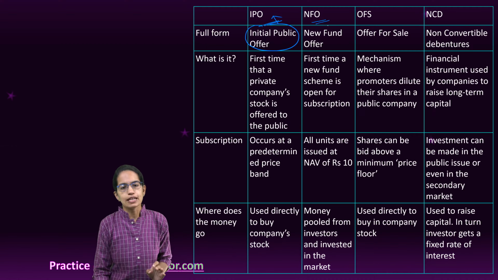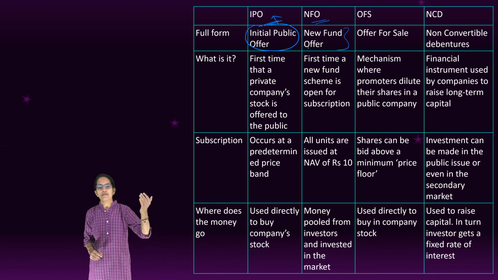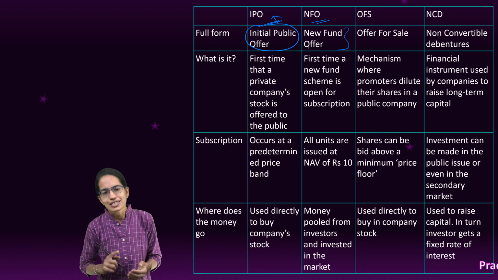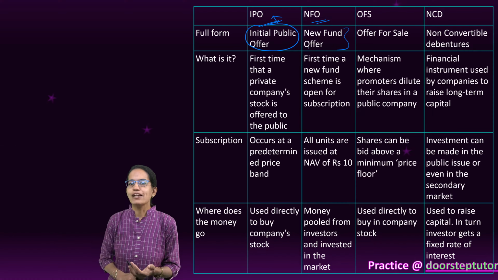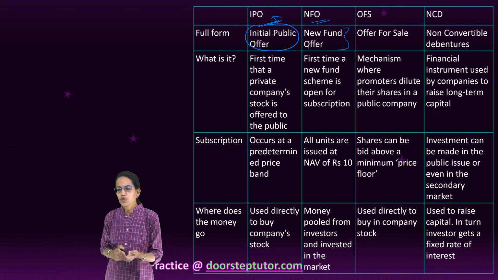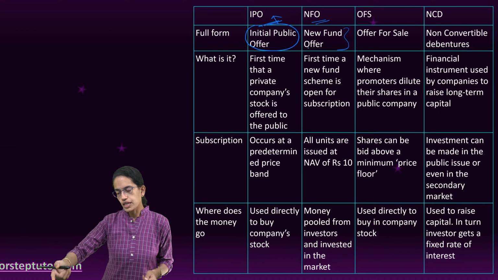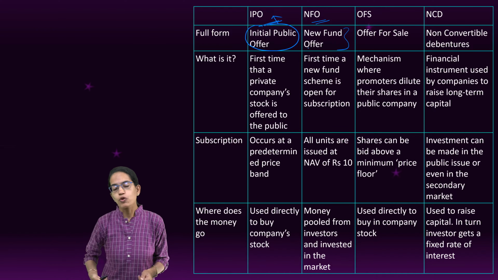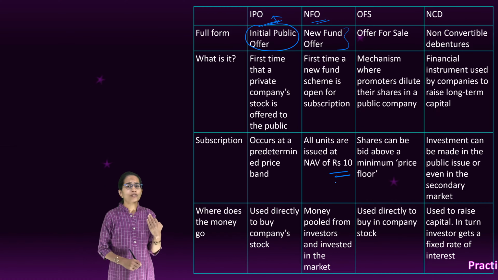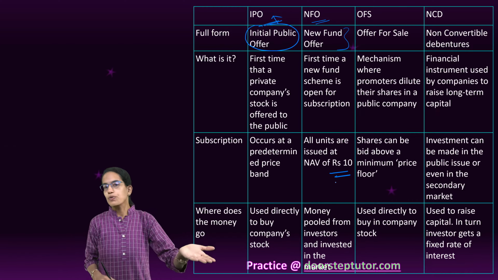The next is NFO, which is new fund offer. When a new fund scheme is opened for subscription for the first time, this NFO is offered. The interesting part about it is the base value is rupees 10. That makes it extremely attractive. Mutual funds also do extensive marketing before the sale of a new fund, and therefore NFOs are again popular. As I said, they are issued at a price of rupees 10, and the money pooled from the investors would be put into the market.